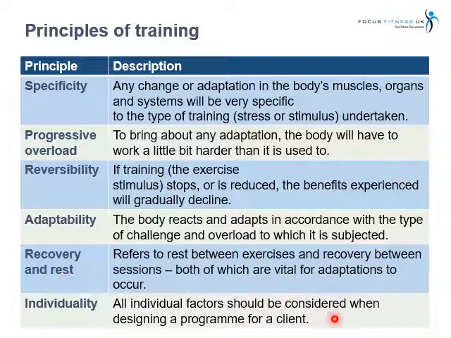Also bear in mind that we're all individuals. If any two people do the same training, they won't adapt in exactly the same way. We all have our anatomical and personal preferences, which we'll adapt to in a different way.